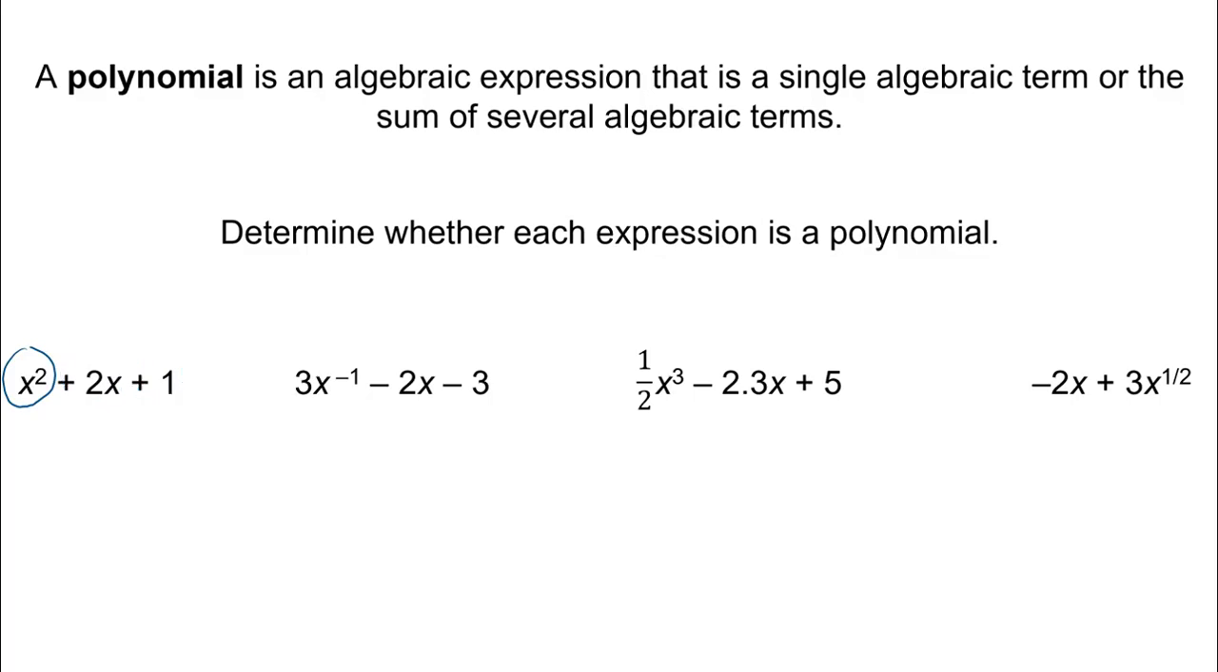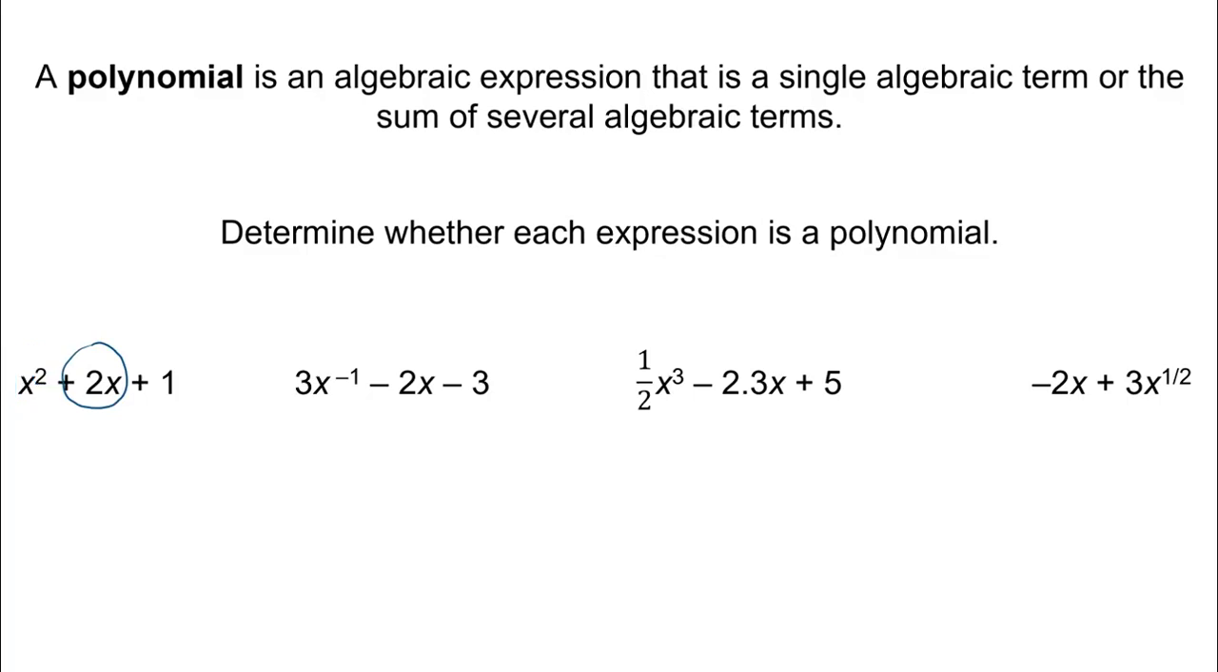Let's look at the first term, 1x squared. Does this term have a real number coefficient? Yes, it's 1. Does it have a whole number exponent? Yes, it's 2. 2 is a whole number. So far, this expression looks like it might be a polynomial. Let's do the same thing for the second term in the expression.